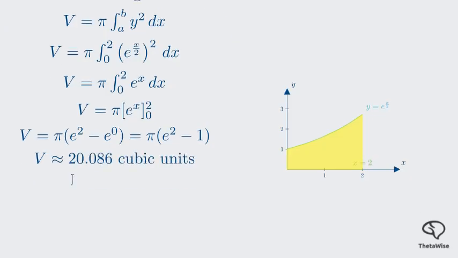As a decimal, the volume is approximately 20.086 cubic units. Make sure you remember that e to the 0 is 1, not 0. Now let's do part 7.2, rotating the same area about the y-axis. For y-axis rotation, the shell method is often the most efficient for functions of x.